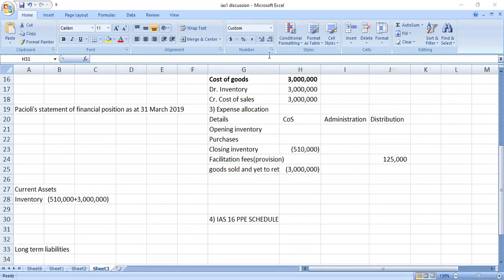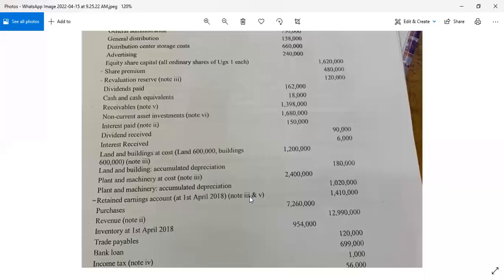Okay, why have we categorized 3M as cost of sales? It has a formula. Just a moment, so allow me to share the trial balance. So I'll get back to that, Clever.